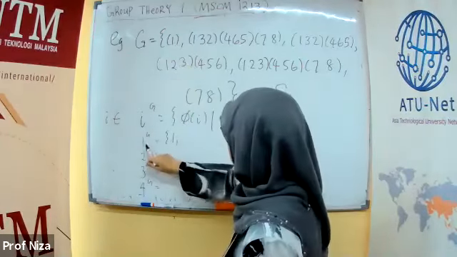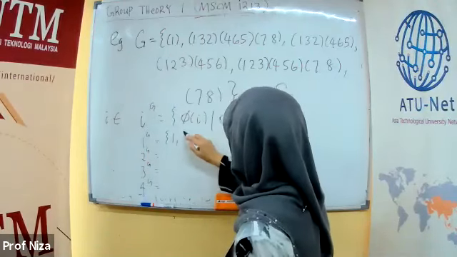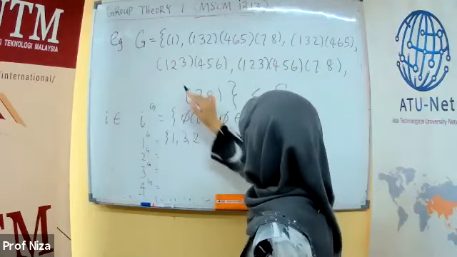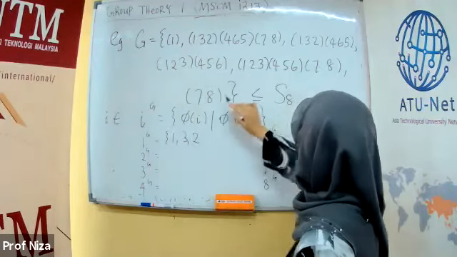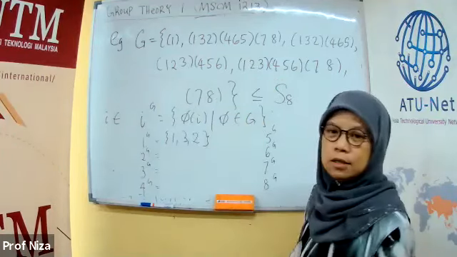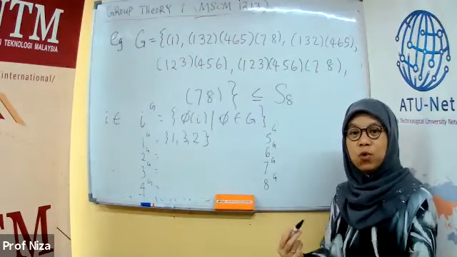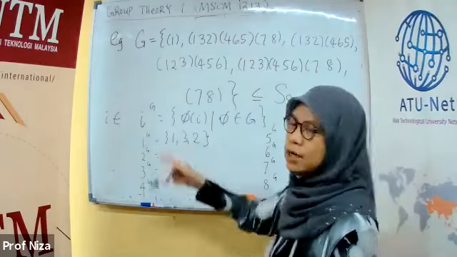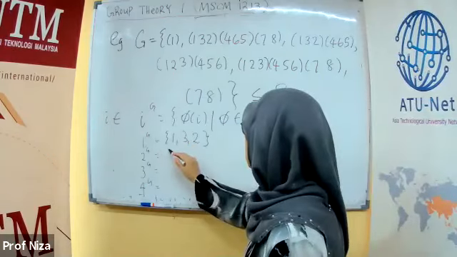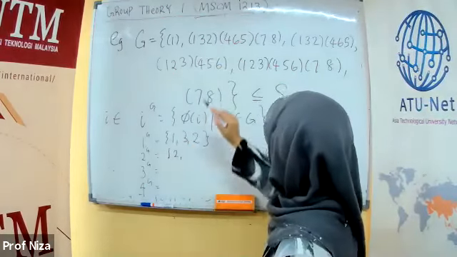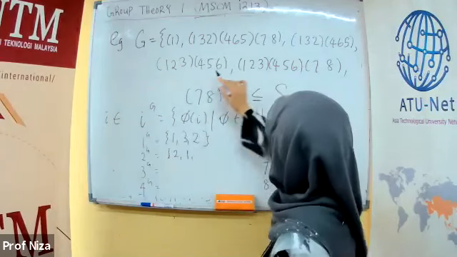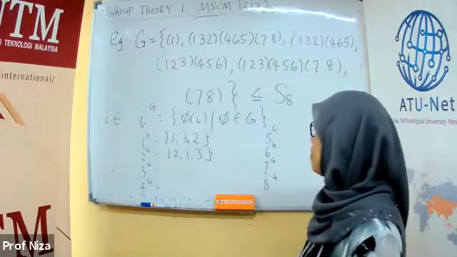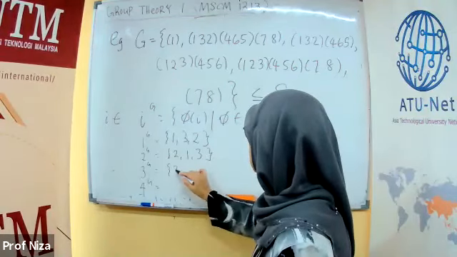So 1 goes to 1, 1 goes to 3, 1 goes to 3, 1 goes to 2, 1 goes to 2, 1 goes to 1. Okay, so you take the images of 1 for each of the permutation. You can rewrite this as 1, 2, 3. Now you take the image of 2: 2, 1, 1, 3, 3, 1, 2. Image of 3.